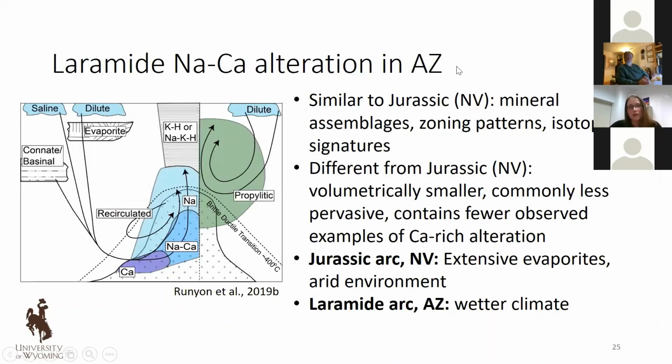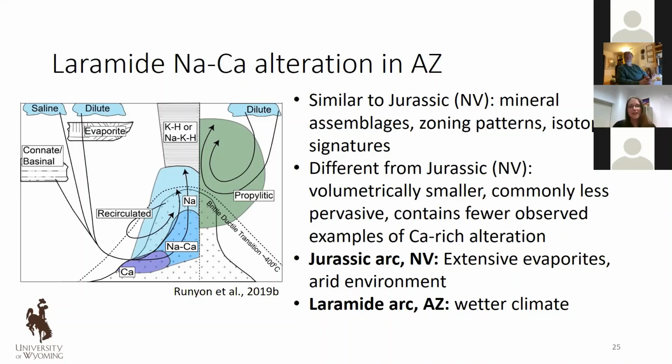So then how does that compare and contrast with the sodic-calcic alteration from at least the Yerington system? We see a lot of similarities, at least in terms of the mass balance changes, the mineral assemblages, the zoning patterns, as well as a handful of isotopic signatures. But when we hit on the differences, it's really volumetrically different. The volumes and the strength of sodic-calcic alteration in the Yerington district dwarfs the vast majority of the Laramide systems. Another difference is that the Laramide sodic-calcic alteration tends to have fewer examples of the calcic-rich end member. There's a lot of epidote albite chlorite floating around. There's a fair amount of the plagioclase actinolite, but getting into those really calcic-rich garnet and pyroxene stable assemblages is pretty rare in the Laramide systems.